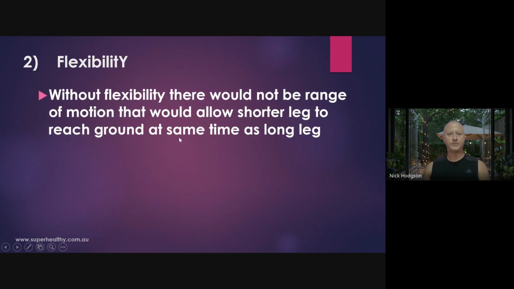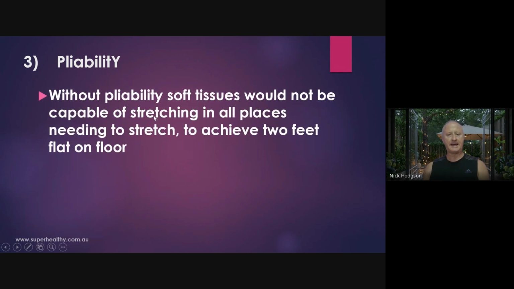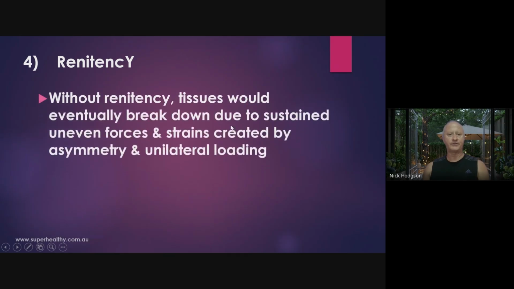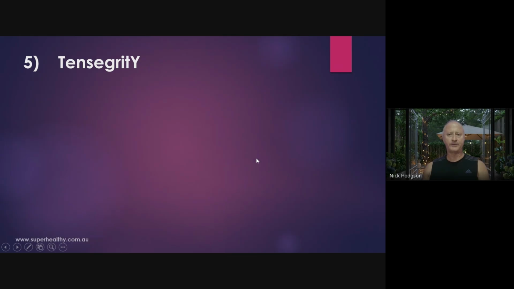So we need flexibility. There has to be a range of motion. There has to be an ability for the system to move that 5 millimeters at least. That flexibility has to be at least 5 millimeters to allow the shorter leg to reach the ground at the same time as the long leg. In order to do this, it has to be pliable, has to be elastic. Otherwise the soft tissues would not be capable of stretching in all the places needing to stretch to achieve the 2 feet flat on the floor. And then renitency. What would happen over time with all of these uneven stresses and strains? Without renitency, tissues would eventually break down due to sustained uneven forces and strains created by asymmetry and by unilateral loading. But we walk for years, decades.